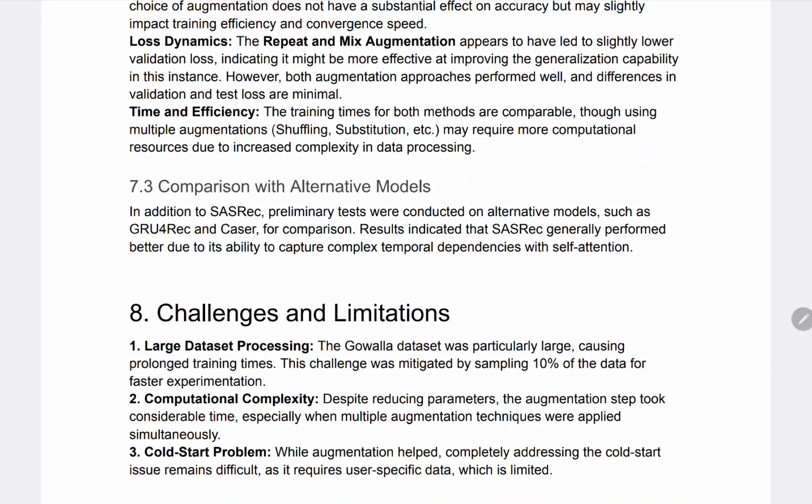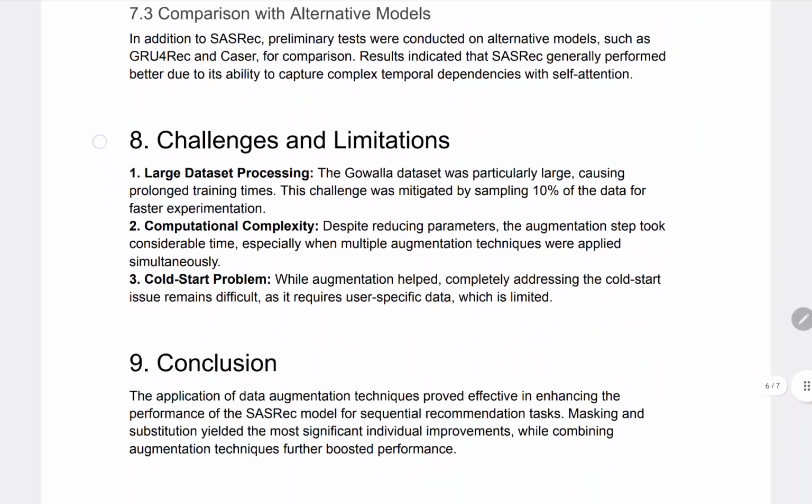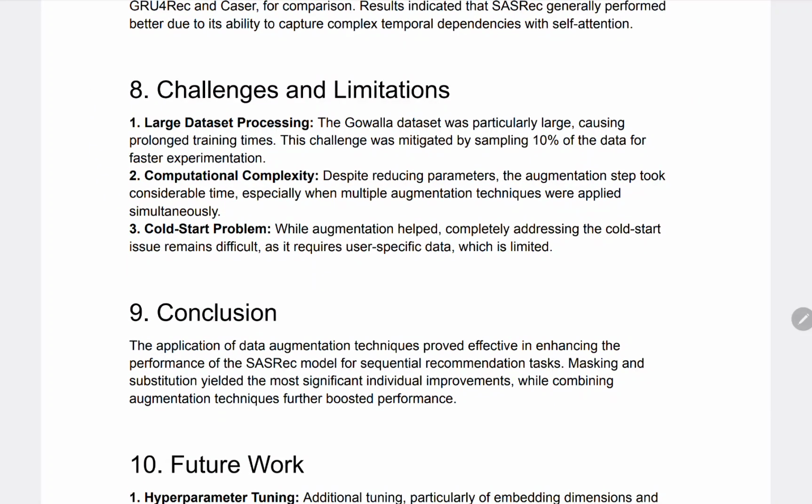We didn't stop at SIS-Rec. To benchmark performance, we tested other models like GRU4Rec and Caser. While these models are effective, SIS-Rec generally outperformed them because its self-attention mechanism captures long-term dependencies better than recurrent or convolutional architectures. Despite the improvements, the study faced some challenges: large dataset processing, computational complexity, and the cold start problem.